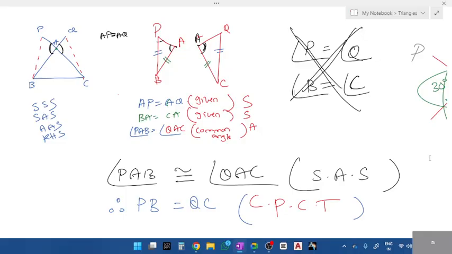Okay. Simple. Split the triangle according to the question they have given. You should know how to split. If you split, it's very easy to solve. They are congruent.